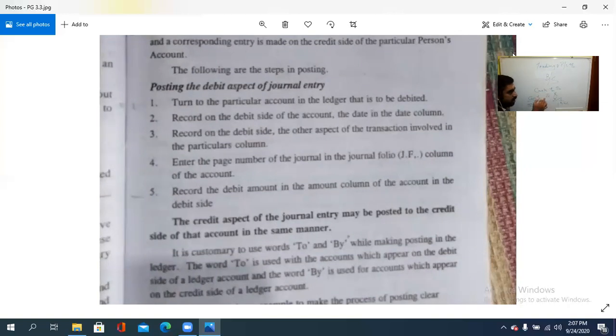So, cash account debit side to X, X account credit side by cash, that is the procedure of posting.